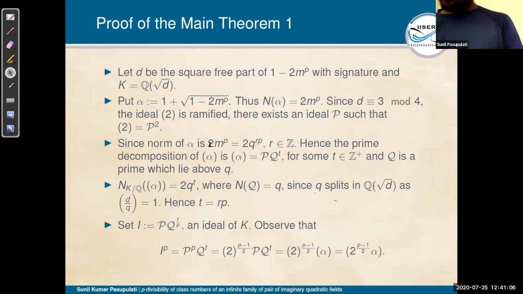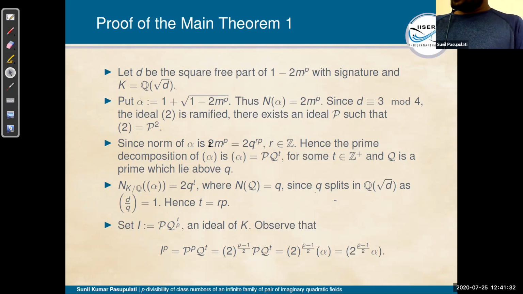Let me consider alpha to be 1 plus the square root of 1-(2m)^p. Then the norm of alpha is equal to (2m)^p. Since the norm of alpha is (2m)^p, the only primes that appear in the factorization of alpha will be the primes that lie above 2 and the primes that lie above m.